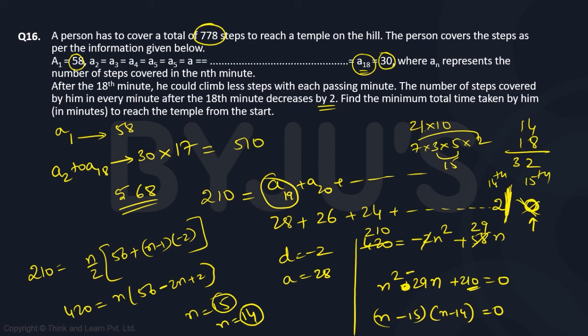But maths says if you add one more, you'll still get the same. So that's the reason why you're getting two answers. Because mathematically 14 or 15 will both add up to give you the same 210. But we don't consider 15. And that is the reason why you get your answer as 32.